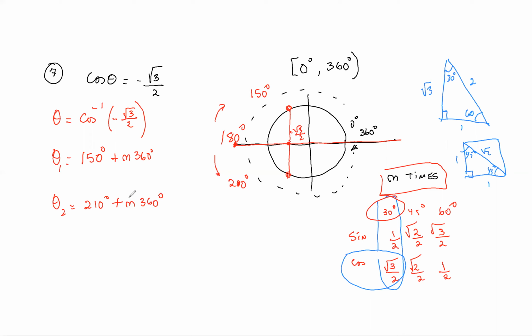If they're asking for only one revolution, you say n equals 0. It will be only 150 and 210. If you try to use the calculator, it gives you only one answer, because the calculator works in the first quadrant.